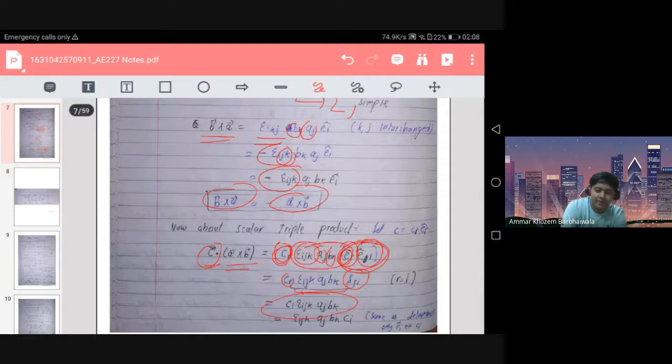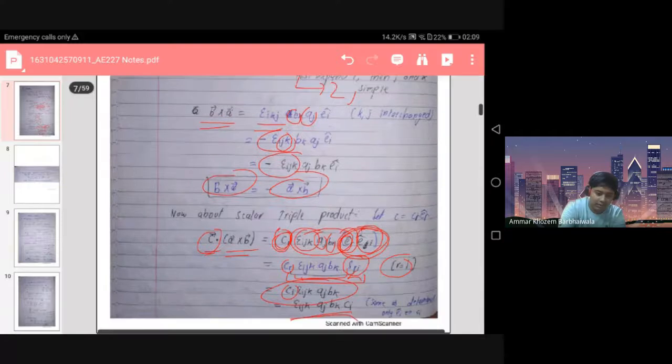Since it is delta ri, if r equals i then delta ri would be 1. So instead of cr we just replace it with ci, and epsilon ijk would still be there, along with aj, bk, and ci. So that's it for all the notations which we consider.